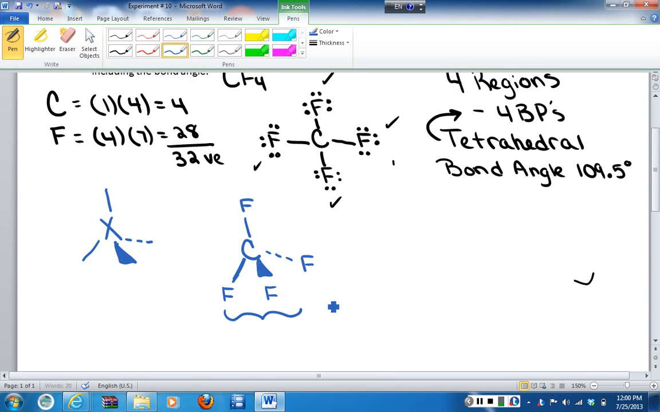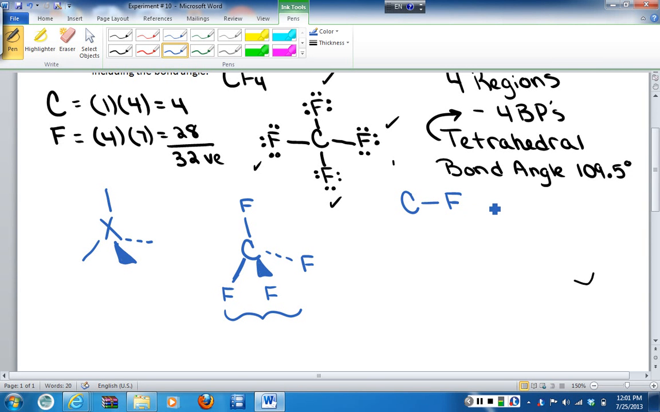Now, one of the questions asks you whether or not this molecule would be polar. Okay, so when we consider a molecule and its polarity, we have to look at its bonds. And what we see in this molecule is that all of the bonds are carbon and fluorine.